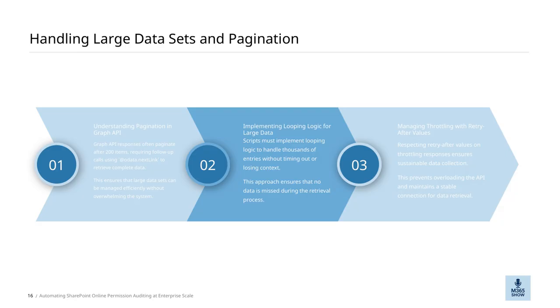Another key aspect is managing throttling. When the API responds with a Retry-After value, indicating we should wait before making more requests, respecting that value is crucial. Doing so prevents overloading the API and helps us maintain a stable connection. This way, we can continue collecting data sustainably without hitting rate limits or causing failures. Altogether, these strategies, pagination, looping, and respecting throttling, are vital to efficiently and reliably managing large-scale permission audits in SharePoint Online at an enterprise level.